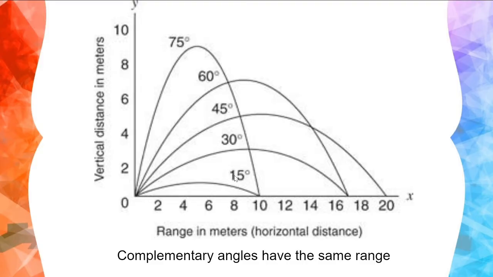Same with 30 degrees. Ayan, 30 degrees, ang mare-reach niya ay nasa 17 meters. And 60 degrees. Mas mataas lang yung maximum height na ma-achieve ng object. Pero still, the range is the same. Okay? Dahil, katulad ng binanggit ko kanina, complementary angles have the same range.